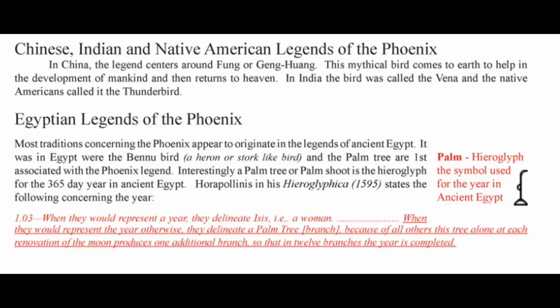It says, and the palm tree are first associated with the phoenix legend. Interestingly, a palm tree or palm shoot is the hieroglyph for 365-day year in ancient Egypt.